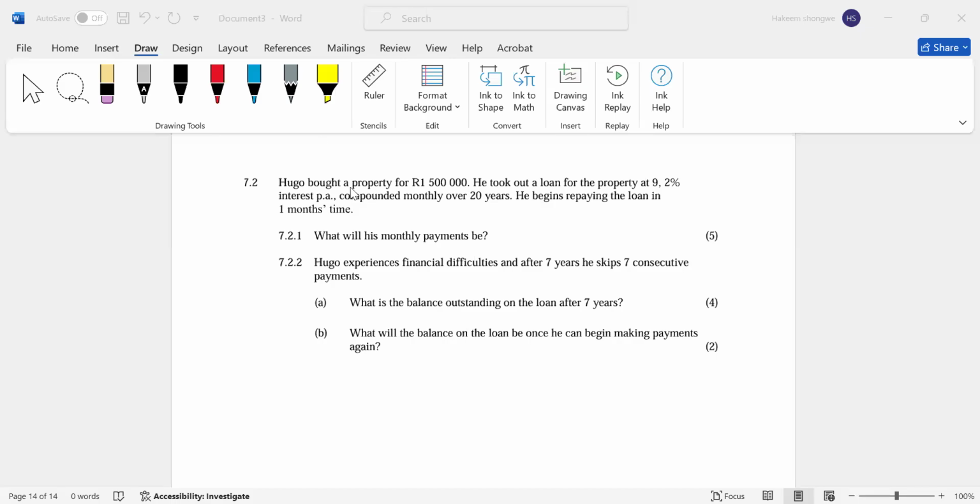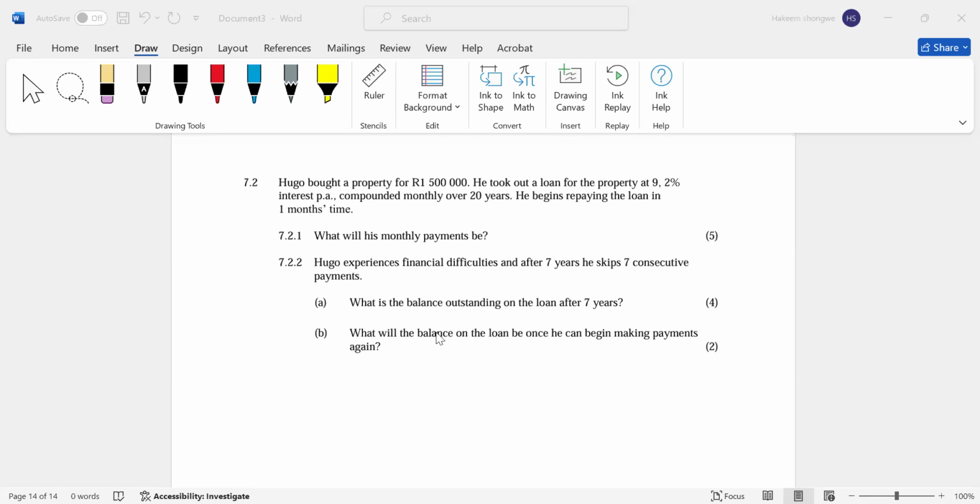Hugo bought a property for 1.5 million. He took out a loan for the property at 9.2% per annum compounded monthly over 20 years. He begins repaying the loan one month from now, which is important for us to know. If you take a loan, you don't pay it immediately. You're going to start paying one month after. Then they ask, what will his monthly payments be?